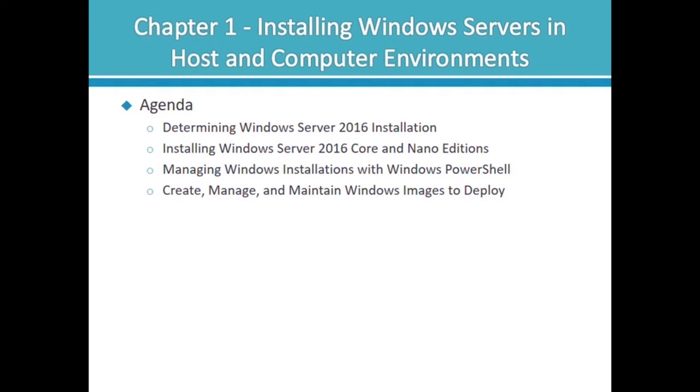We'll also describe the various editions, the licensing for those editions, along with different installation options. We're going to then look at how to install the Windows Server 2016 Core Edition, just known as Server Core. That is an edition that was available in previous versions of Windows. It is now, however, the default edition in Windows Server 2016.